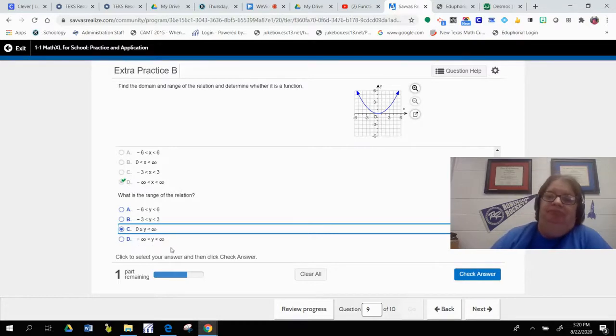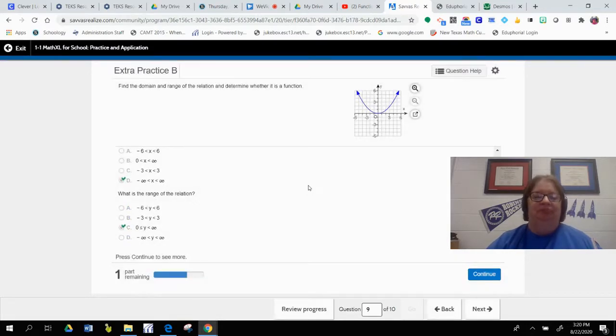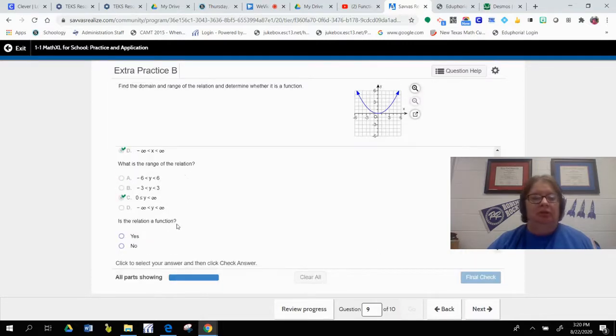Is this a function? Look at your graph. We can use the vertical line test. If we can draw a vertical line anywhere in the graph, it only crosses once, it is a function. If we draw a vertical line anywhere that crosses twice or more, it's not a function. Vertical line, vertical line, a vertical line only crosses once. So yes, this is a function. Any vertical line would only cross once.